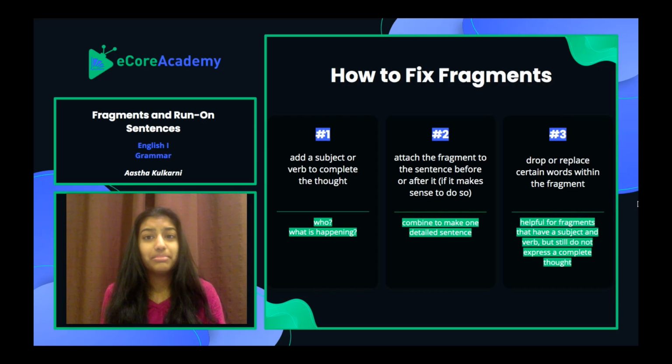So let's talk a little bit about how to fix fragments. These are the three main techniques that I've found work best for fixing fragments, usually in any and most cases. So we'll start with number one. The first technique is to add a subject or verb to complete the thought. The most common scenario is a fragment will just be missing a subject or a verb. So adding a subject or a verb, again, is just a super quick fix.